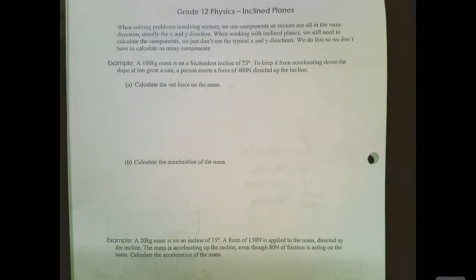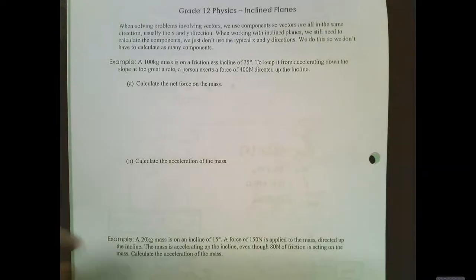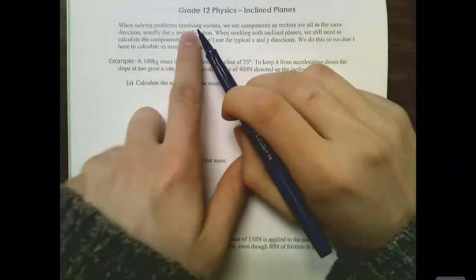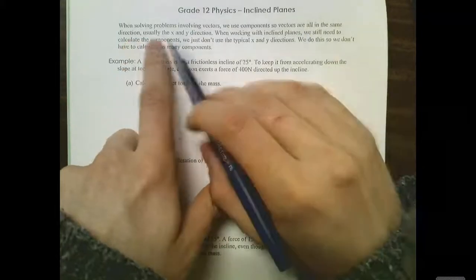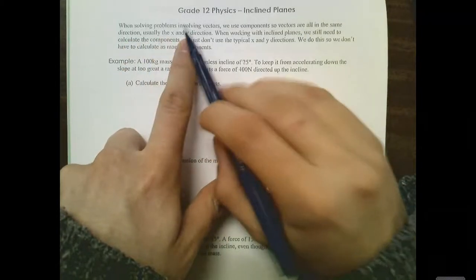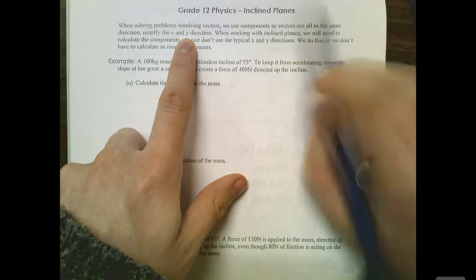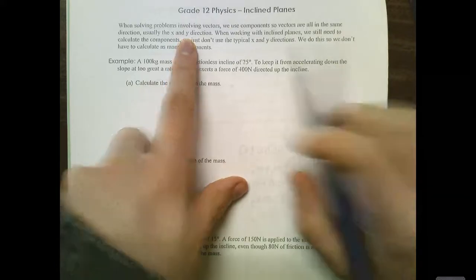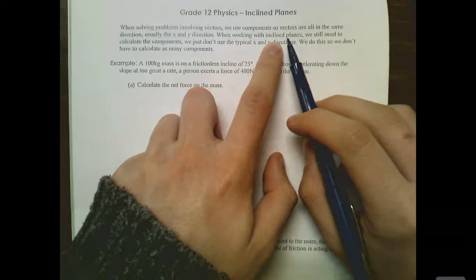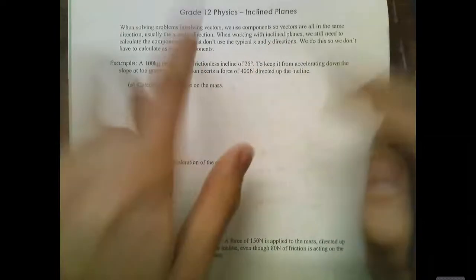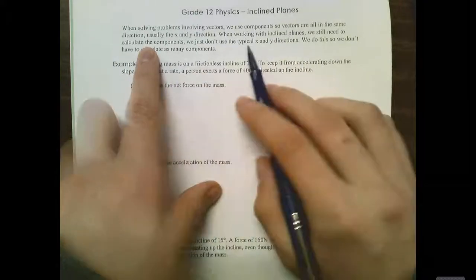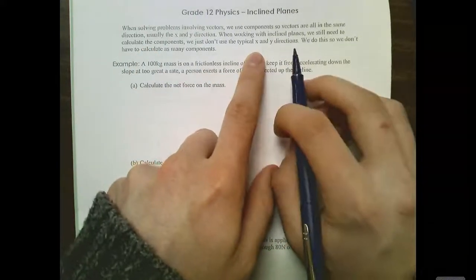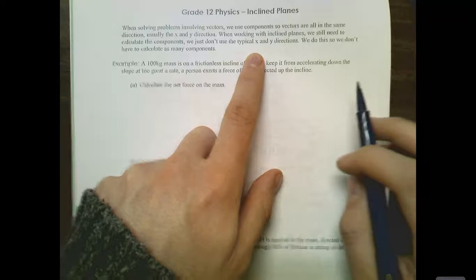Generally, so far, when we've been solving problems involving vectors, we use components so that all the vectors are going to be in either the x or the y direction. We need them to be in the same direction so that we can add them up easily. This doesn't change when working with inclined planes necessarily. We still want to have an x and a y direction. So we still need to calculate the components, but we just don't use the typical x and y directions that we would in previous problems.